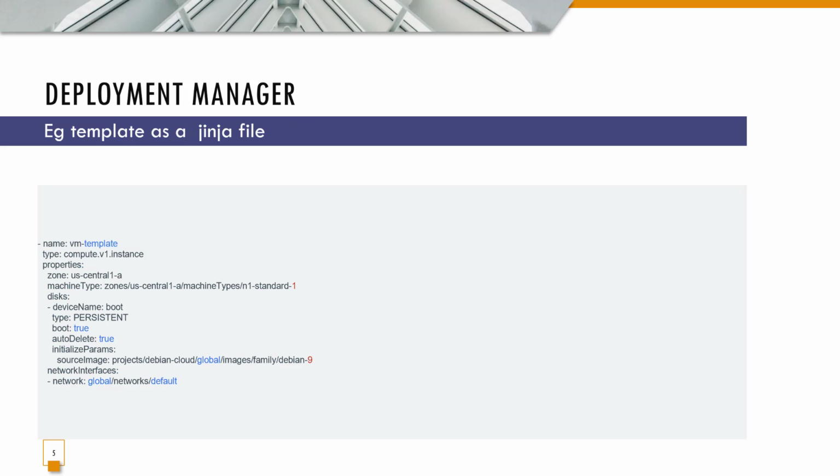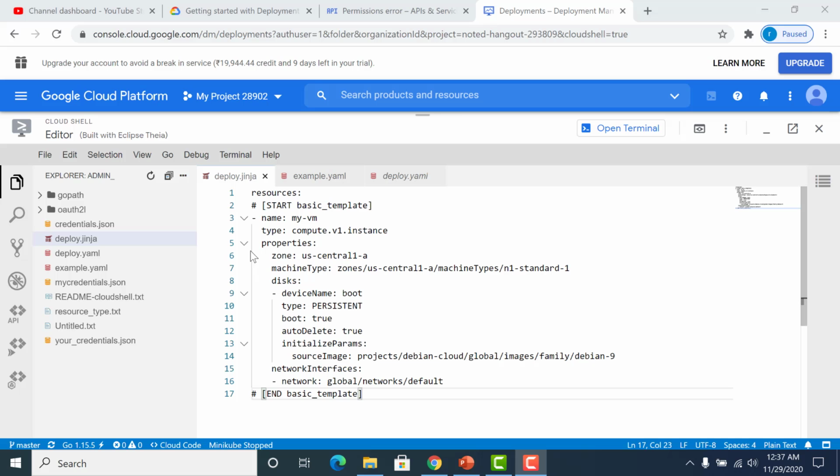Similarly, a template also looks like a resource. However, the only difference is that it's in a format called a Jinja file instead of a YAML file. So it's basically the same: the name, the type, and the properties, which is also similar to what is there in the YAML file. So let's create a few templates and a few YAML files, and let's see how they work.